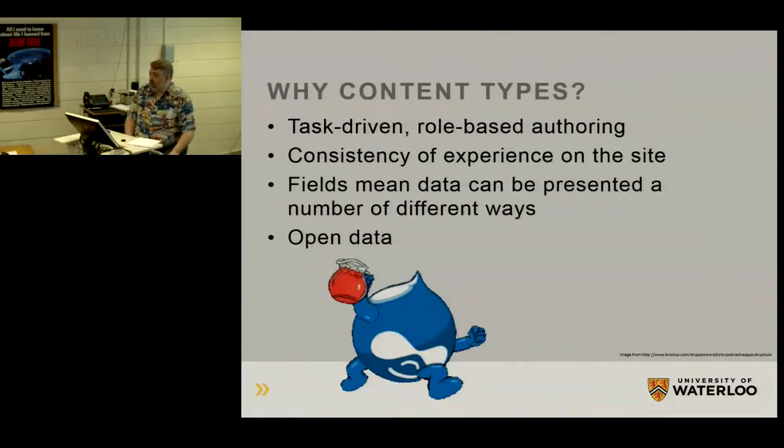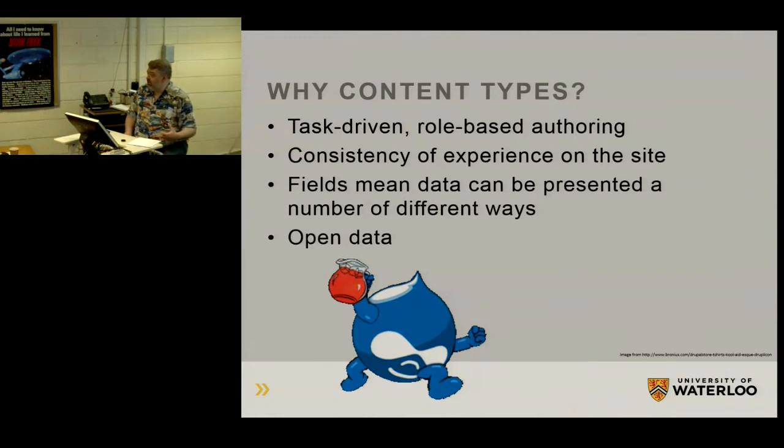So why do we use content types instead of just blobs of HTML? Lots of people who come from an old school web development background really just love blobs of HTML. They let you do whatever you want, but that's kind of a problem. It doesn't give you a task-based experience. It doesn't give you a role-based experience. With content types, we can let different people have different access. We can tell people where exactly to go. If you need to create a contact, you go to the contact content type. You don't have to guess.